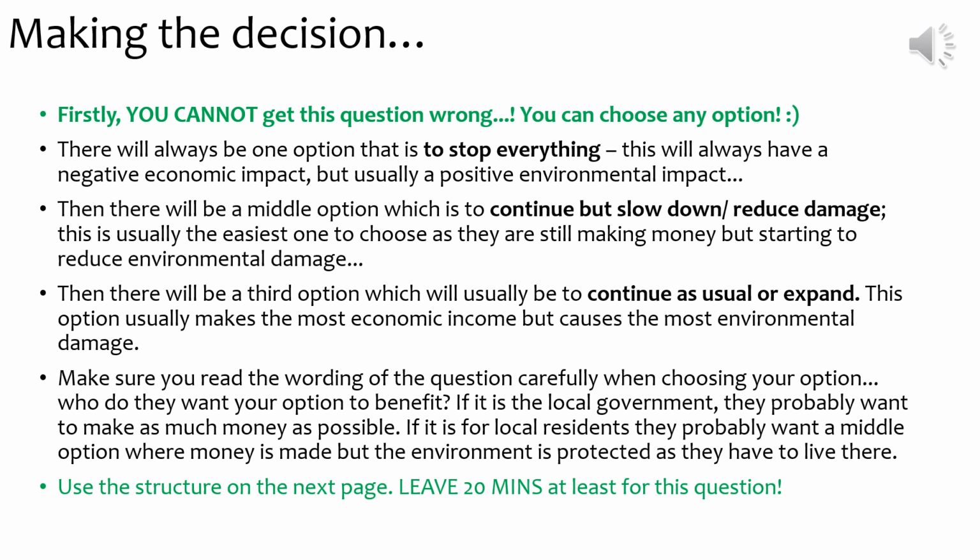It is so important before you make a decision that you really unpick who is this decision for? Who do they want it to benefit? If it's the government, they're going to want as much money as possible and not really care about the environment. If it's local residents, they probably want some money or want jobs, but they also want the environment to be protected as well. If for any reason it's a local charity or an environmental group, they're most likely going to want to stop everything and preserve habitats. So think about the kind of angle that you're going to go for with whichever people they say the decision is for. The structure is shown on the next slide.